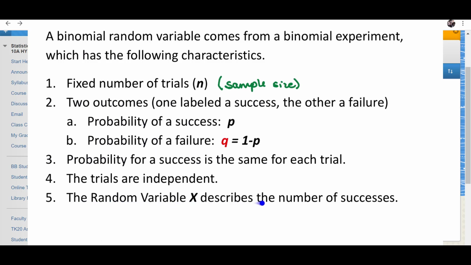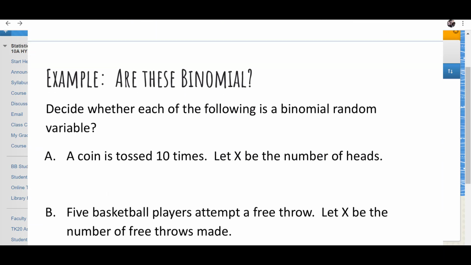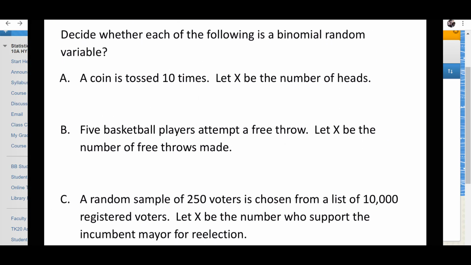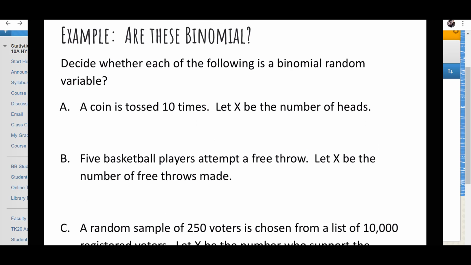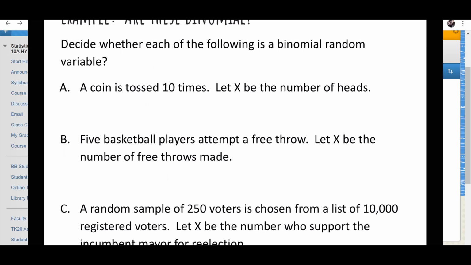This here, number 5, isn't one of the characteristics or properties, but it is something we talked about in an earlier video: random variables are designated with an X, and it describes the number of successes. So we're going to decide whether each of the following is a binomial random variable. In other words, does it satisfy the 4 conditions? All right, so let's check it out.